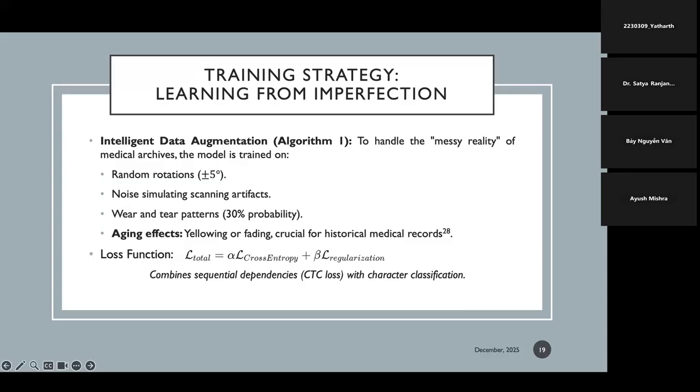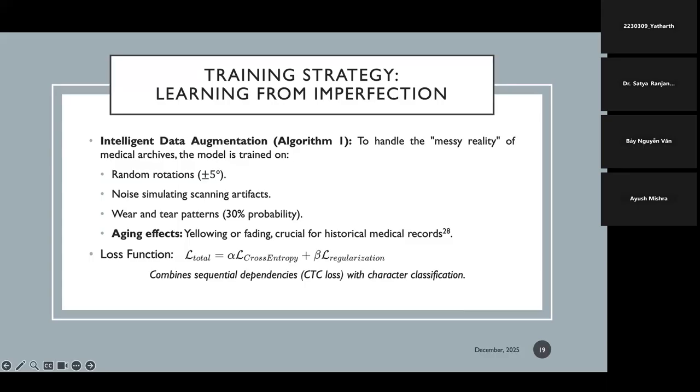Now, how does the model learn from this chaotic data? That lies in our loss function. Here in the equation, you can see it. I won't bore you with the complex maths, but I want you to understand the philosophy behind this equation. It's a balancing act between two goals. Precision: the first part is the cross entropy or CTC loss, as we know. It trains the model to get the sequence of characters right. It ensures that paracetamol is read in the correct order.